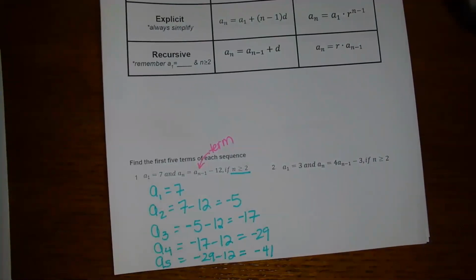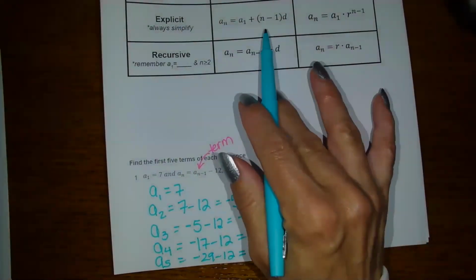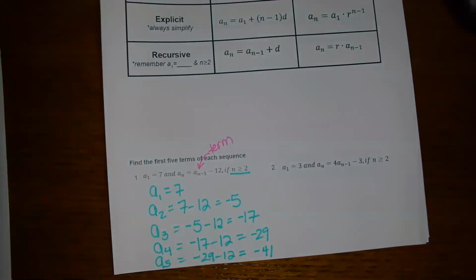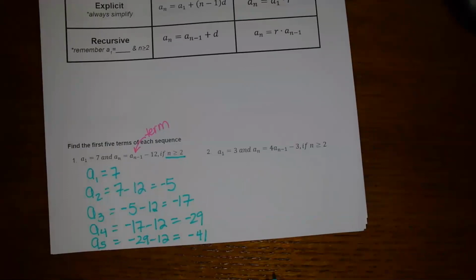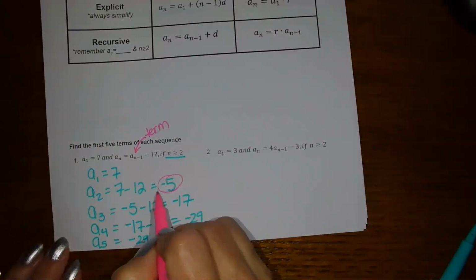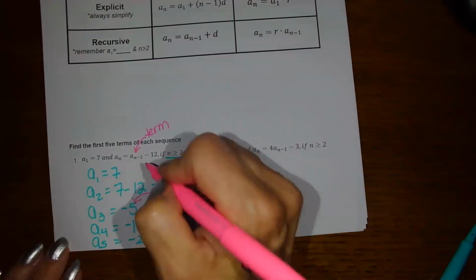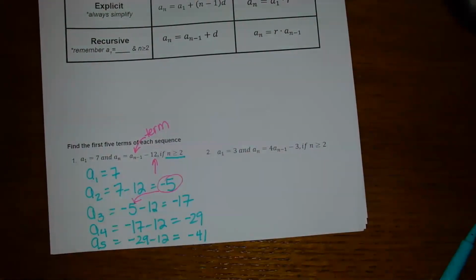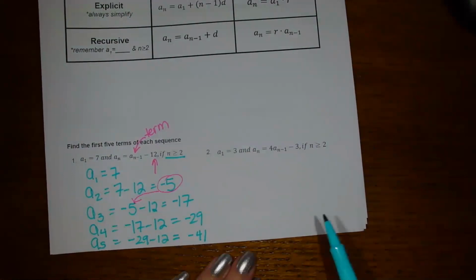So notice what's happening here. Instead of our other ones, like when we looked at arithmetic, we noticed the slope was the difference and it would just go up by the slope. On a recursive formula, you're taking the answer that you just got and you're putting it in here, and then you're following that rule. So you keep subtracting 12. Hopefully that makes sense. Let's look at the next one.